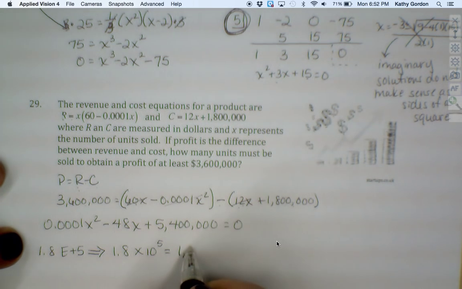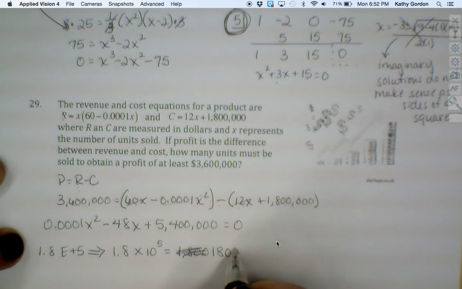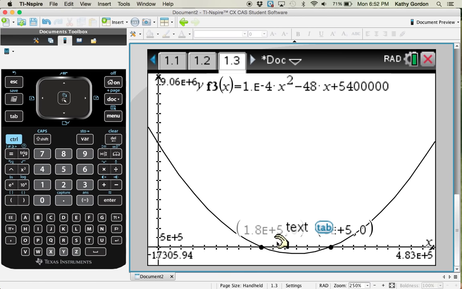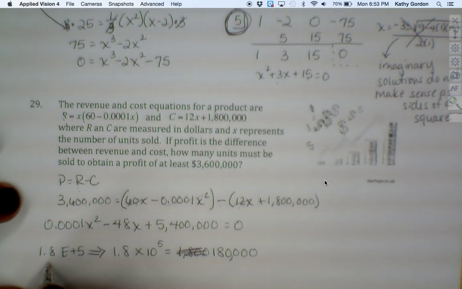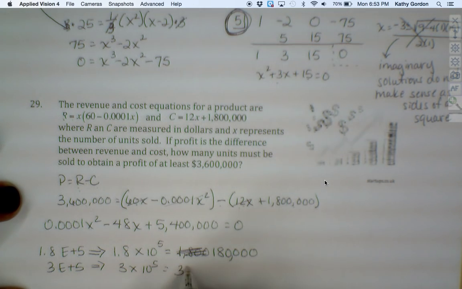Which means it's 1, 8, 0, 0. Oops, sorry, let me try that again. 1, 8 is the first spot. 1, second, third, fourth, fifth spot. It's 180,000. Our other intercept was at 3e plus 5. So if we have 3e plus 5, that means 3 times 10 to the 5th. That means 3, then 1, 2, 3, 4, 5 places.